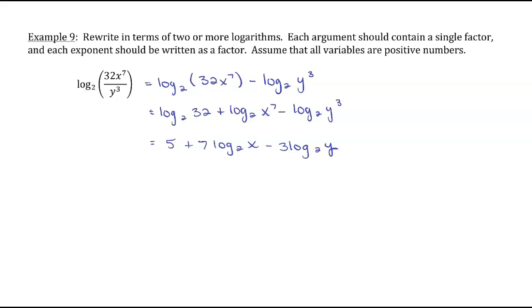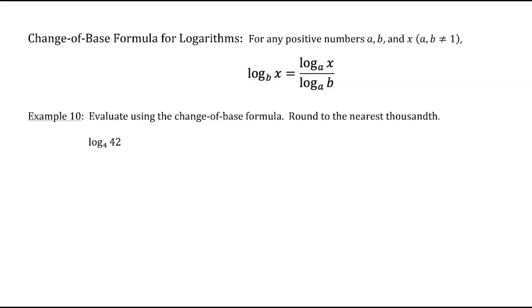To finish this lesson, we're going to learn the change of base formula. The change of base formula for logarithms tells us that for any positive numbers a, b, and x, with a and b not equal to 1, if we have log base b of x, we can write this as a logarithm with a different base, base a, as log base a of x divided by log base a of b. This allows us to rewrite logarithms in terms of common or natural logarithms. That way we can evaluate them using a calculator.